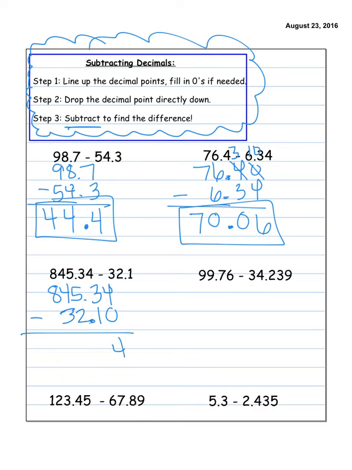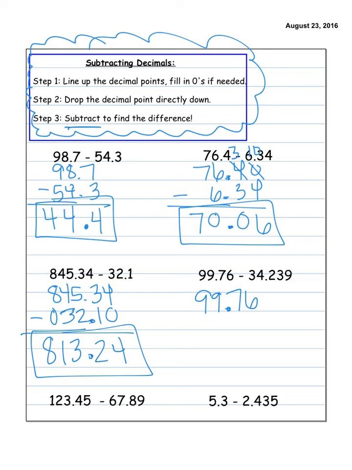4 minus 0 is 4. 3 minus 1 is 2. 5 minus 2. 4 minus 3. And then 8 minus 0. Remember, if there's nothing there, it's a 0. 813 and 24 hundredths. And then 99 and 76 hundredths minus 34 and 239 thousandths.